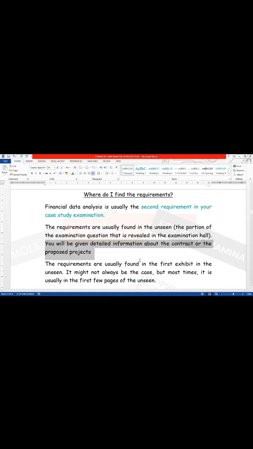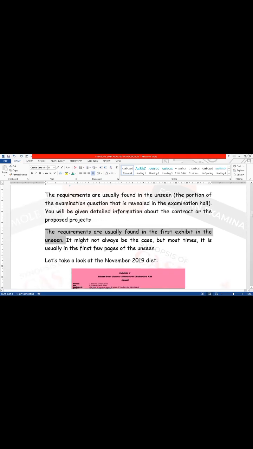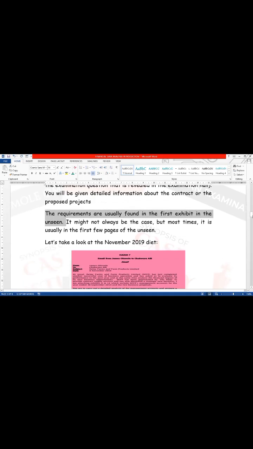Now the requirements are usually found in the first exhibits of the unseen. Take note, I'm using the word usually. Please don't cram these things. It is not always the case, but most times it's in the first few pages of the unseen.